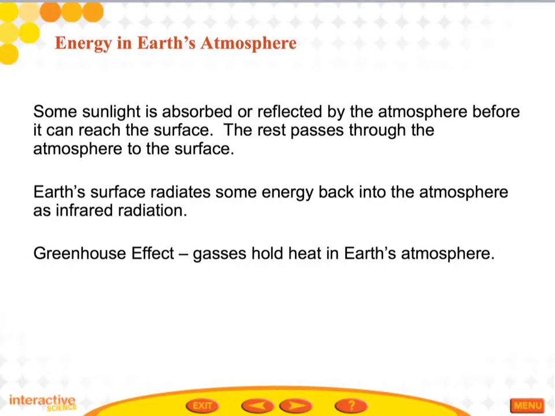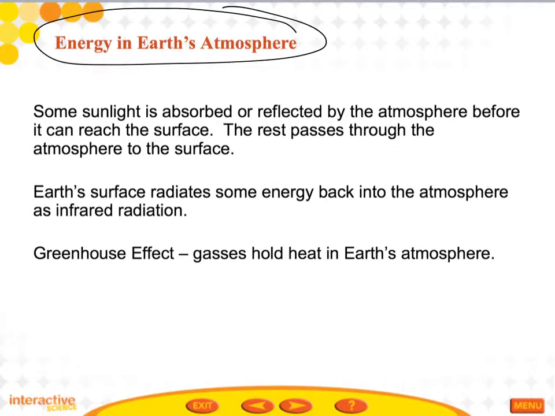This next section is about energy in Earth's atmospheres. Now, some sunlight is absorbed or reflected by the atmosphere before it can reach the surface of our Earth, and the rest passes through the atmosphere to the surface. Now, I don't want to talk about the different types of waves. We'll possibly deal with those when we hit chemistry and physics next year. But it actually has a couple of different sorts of energy rays that come through with the sunlight.